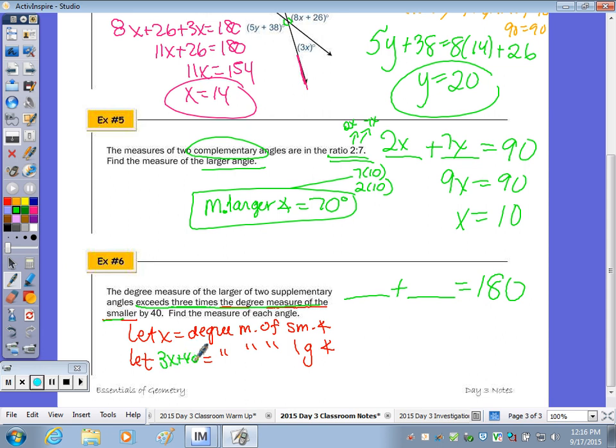So I'm going to substitute those algebraic expressions in. x plus 3x plus 40 gives me 4x equal to 140. I just combined the x's, subtracted the 40, divide by 4, and we get x equal to 35. We are looking for the measure of each angle, so now I need 3 times 35. 3 times 30 is 90 plus the 15, 105 plus 40, 145. So the two angles, we've got a 35-degree angle and a 145-degree angle.